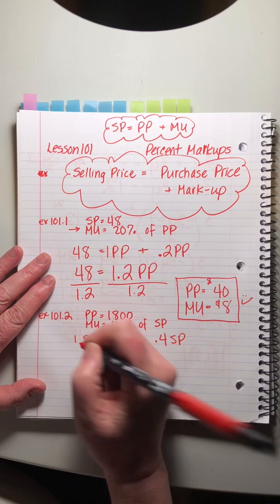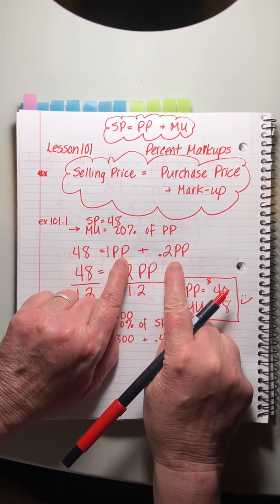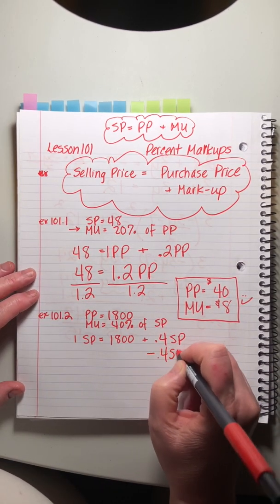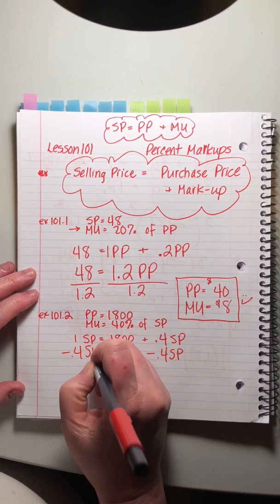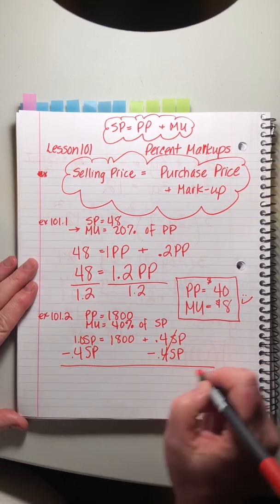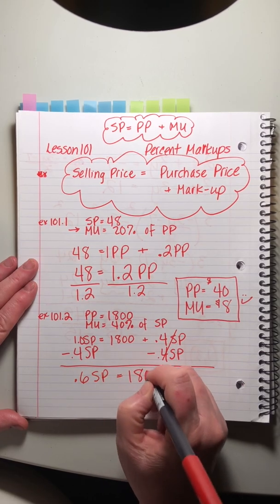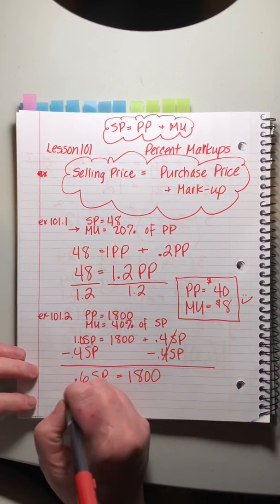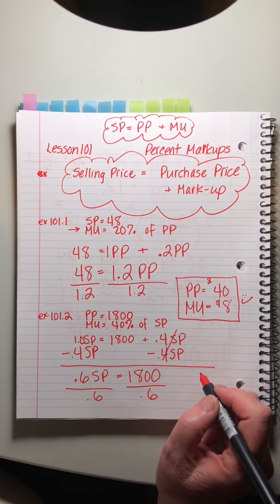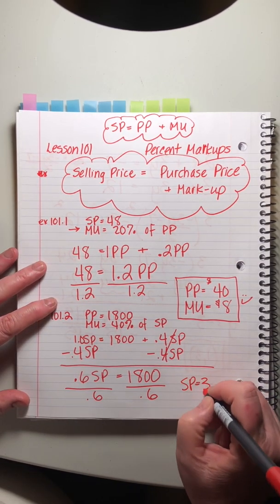Again, I'm going to put a 1 there to remind me. This time we have to swim it, right? Last time the 2 variables were together. Now I'm going to subtract 0.4 SP. Something in me badly wants to make that a 1.0, so I'm going to do it. That cancels, and we get 0.6 SP equals 1,800. Divide by 0.6, and we get that the selling price equals $3,000.